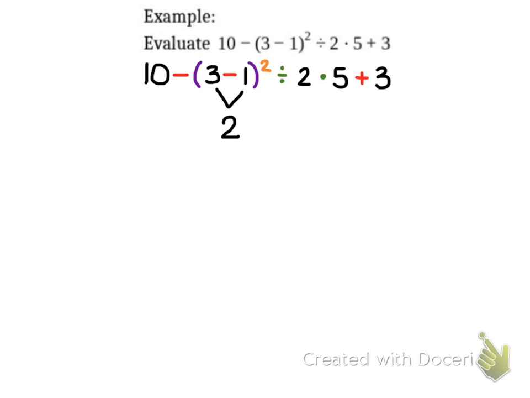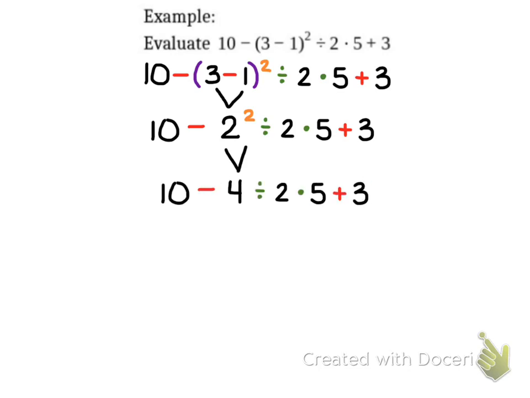And then from there, you just copy everything else that appears. So we just copy down everything else. So now there's no more parentheses. So next we look for exponents. And if you look at that little orange 2, we have exponents. So we evaluate 2 squared, so that's 4. And then just copy everything else.